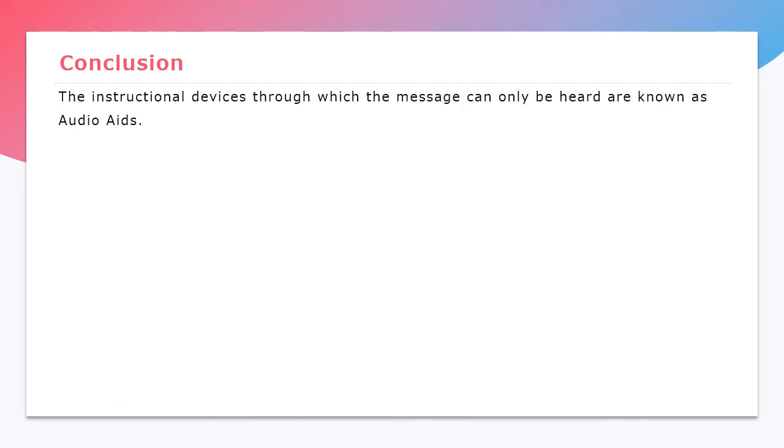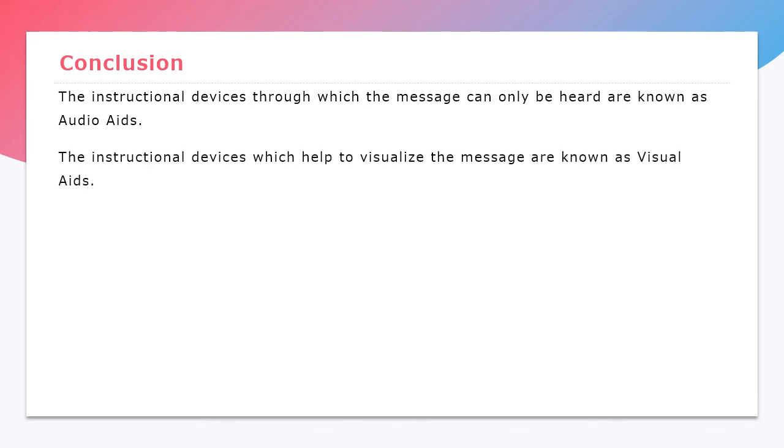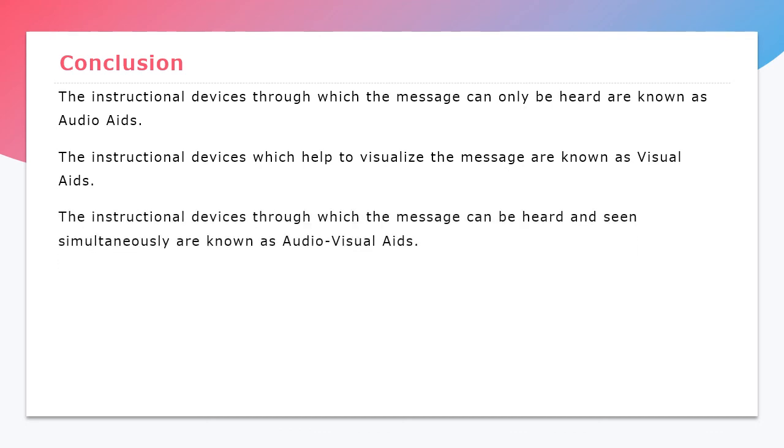So, in conclusion, the instructional devices through which the message can only be heard are known as audio aids. The instructional devices which help to visualize the message are known as visual aids. The instructional devices through which the message can be heard and seen simultaneously are known as audiovisual aids.